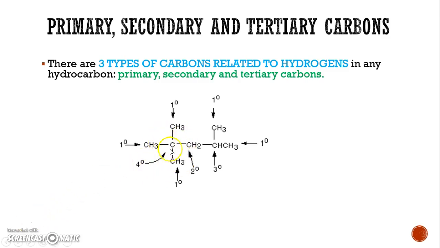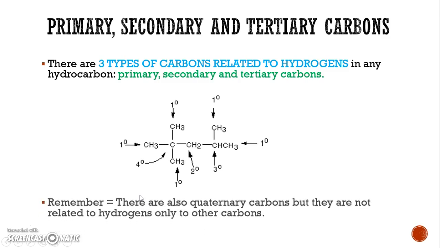The carbon that we have here, as you can see, is related to other 1, 2, 3, 4 carbons. This is called quaternary carbon and does not have any hydrogen. Therefore, there are no quaternary hydrogens. They do not react. Remember, there are also quaternary carbons, but they are not related to hydrogens, only to other carbons. Okay?